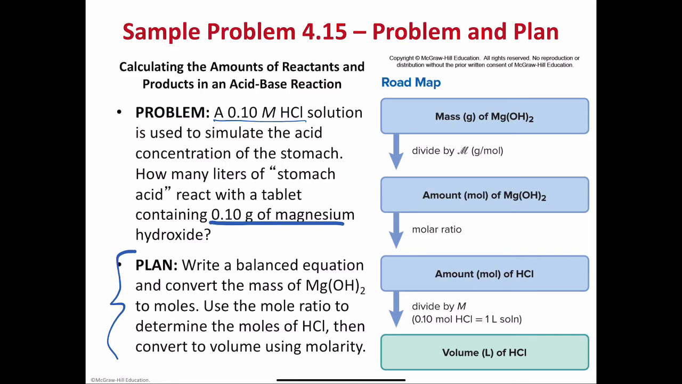So I have a whole plan set out here where we're going to have to start by writing a balanced equation, and we're going to have to convert the mass of magnesium hydroxide to moles, and then we're going to figure out, using our balanced equation, the number of moles of HCl, and then finally we're going to convert to volume using the molarity that's given to us in the problem. So let's take a look at how we would do that.